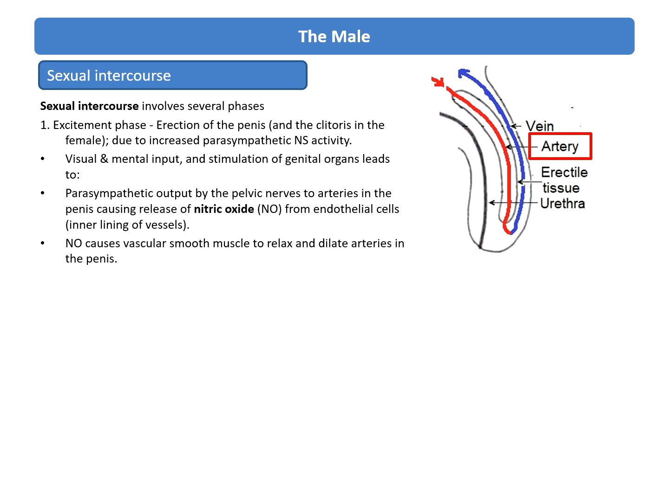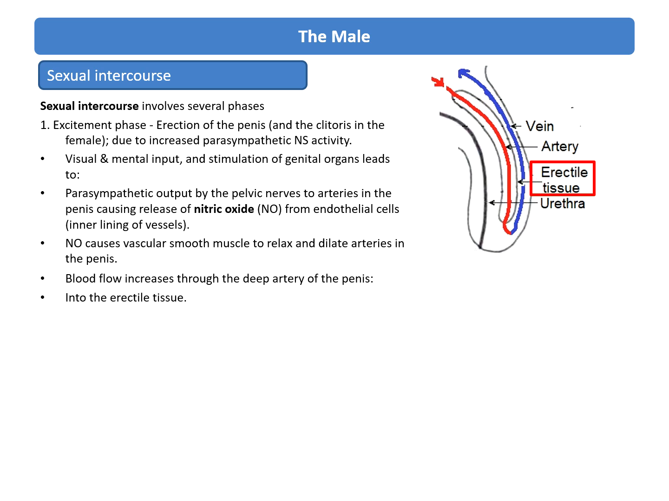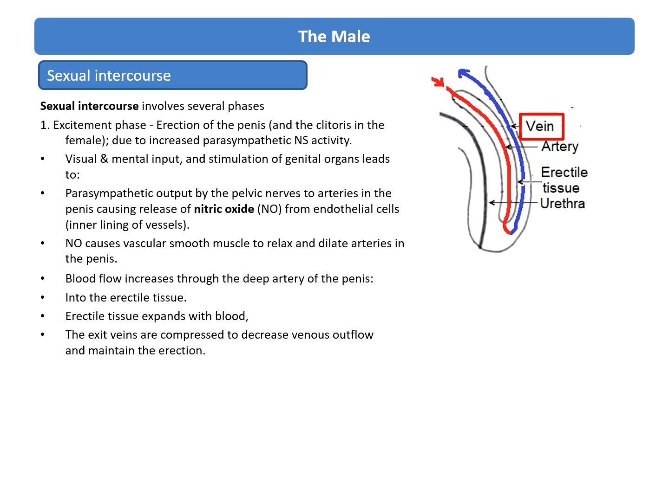Nitric oxide, as I mentioned, causes the smooth muscle to relax and dilate the arteries of the penis. We'll come back to this idea when we get to the control of blood flow in a later unit. Blood flow, therefore, increases through the deep artery of the penis into the erectile tissue, and the erectile tissue expands with blood. The exit veins are compressed to decrease venous outflow, and this maintains the erection.